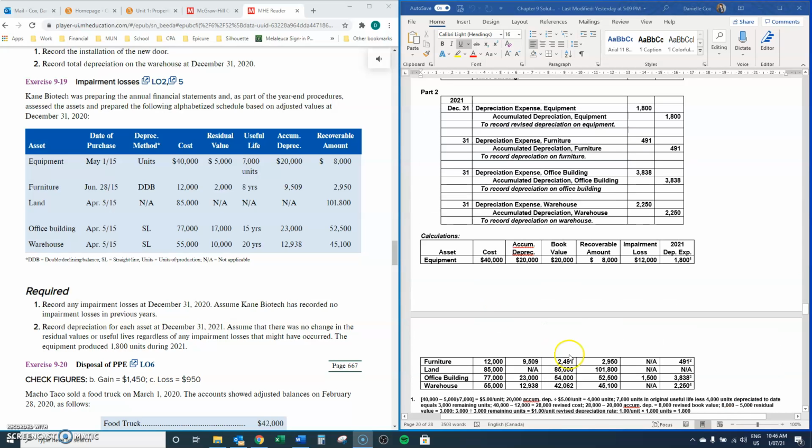So then we take this information here and we go and do our entry. And our entry is just a debit to depreciation expense for the particular item, so equipment for example, and a credit to accumulated depreciation. We've already calculated our amounts, so we just do our entry for each item. Okay, hopefully that helps. It'll make more sense if you work through the question on your own and then refer to the video and the solution.